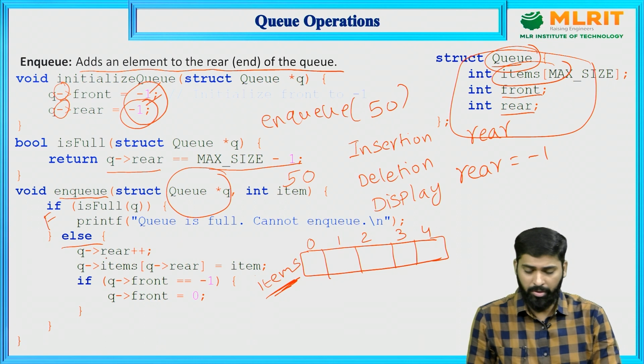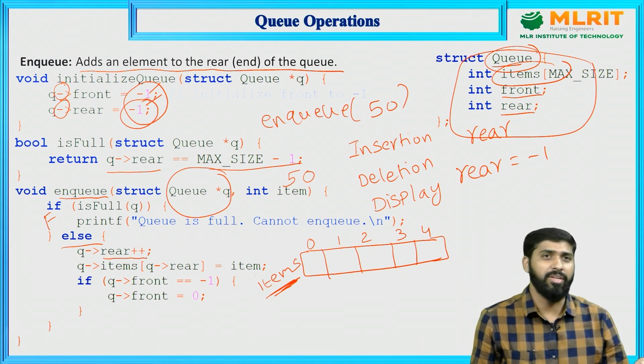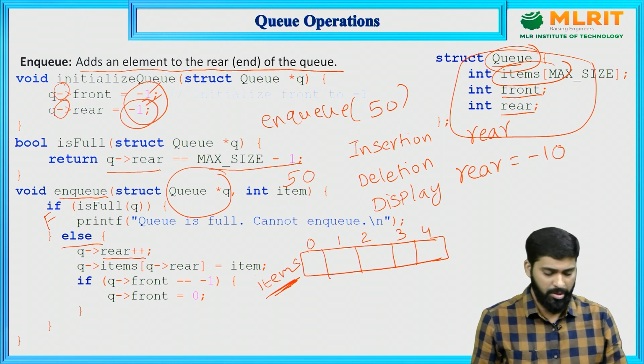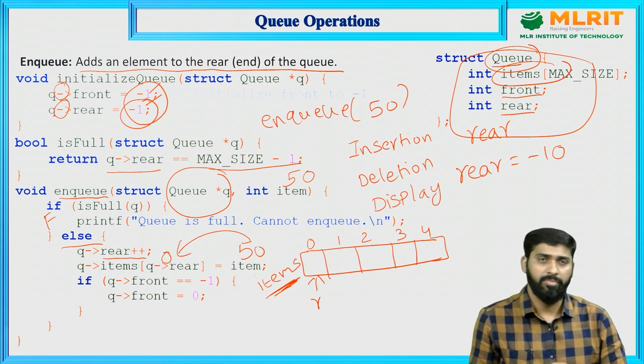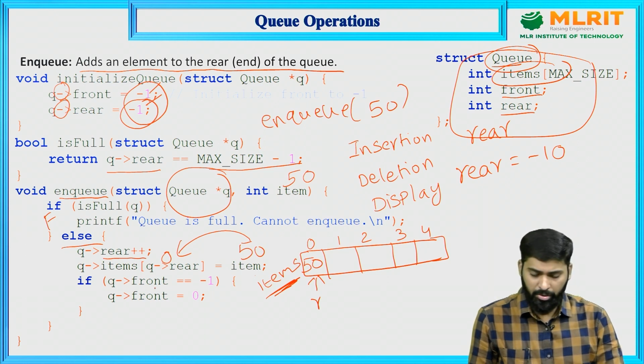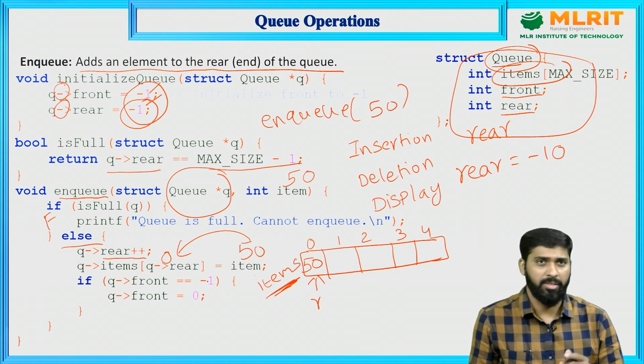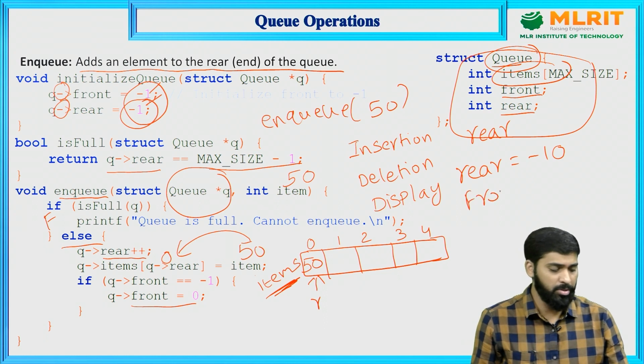Queue arrow rear++. To insert, we increment rear, so rear becomes 0 now. This is the rear. Now we store this 50 in items of 0, so 50 is inserted here. Then you check if queue front equals -1. If the first element is inserted into the queue, then I make the front value also equal to 0. That's it. So this is the insertion.